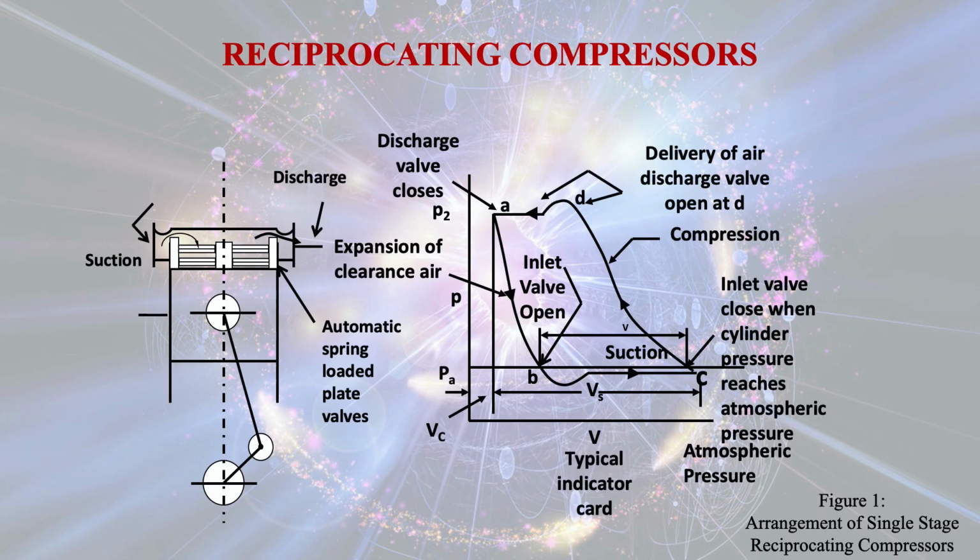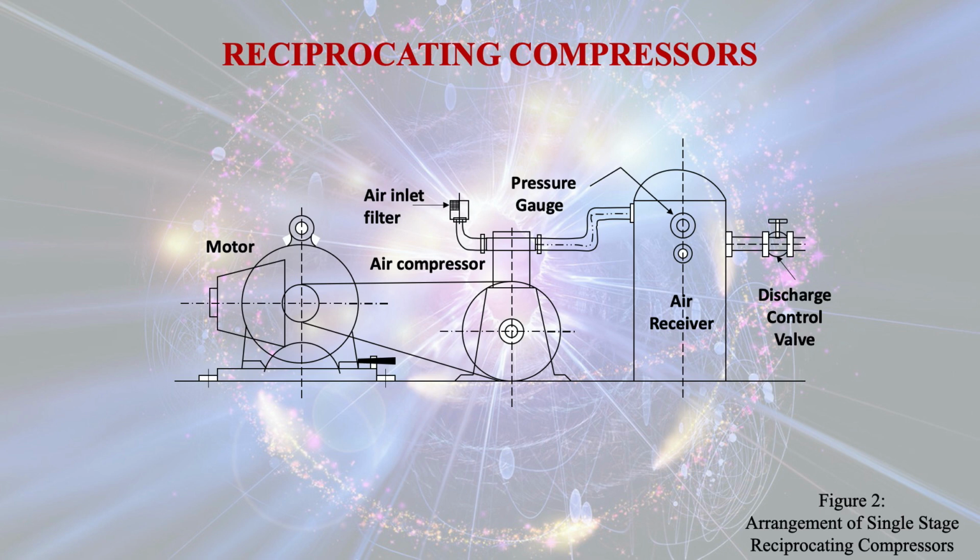So let us see the other two processes for the reciprocating compressor. This is another diagram for the arrangement of a single stage reciprocating compressor. You see on the left side the reciprocating compressor diagram, and on the right side we have the air receiver. The high pressure air will be stored in the receiver, and when the high pressure air is supplied, there is a discharge control valve.